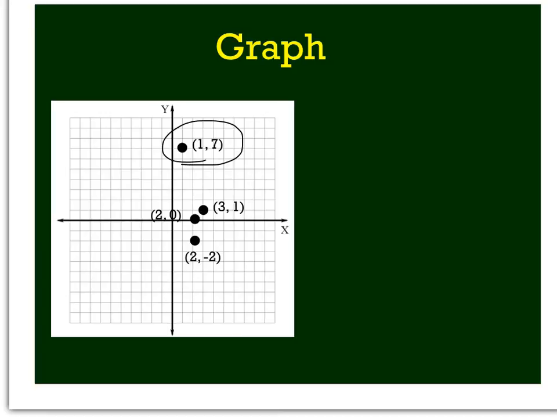We also had a point at (2, 0). So here we have, go to the right 2 and stay at 0. We also had (2, -2), so we go to the right 2 and go down 2. And then last but not least was the point (3, 1). So you go to the right 3 and up 1.